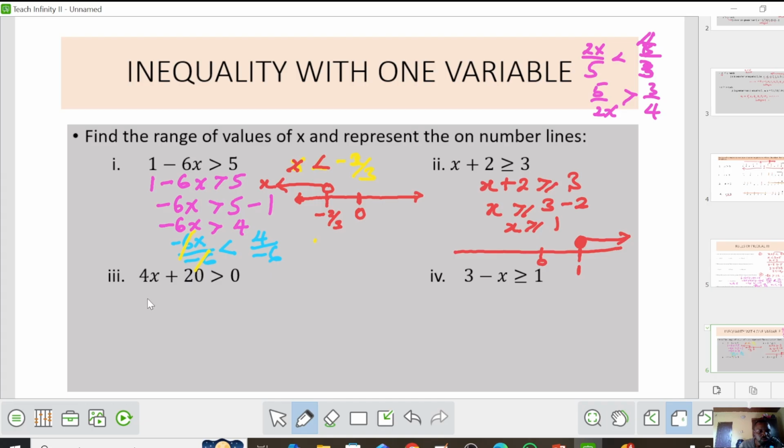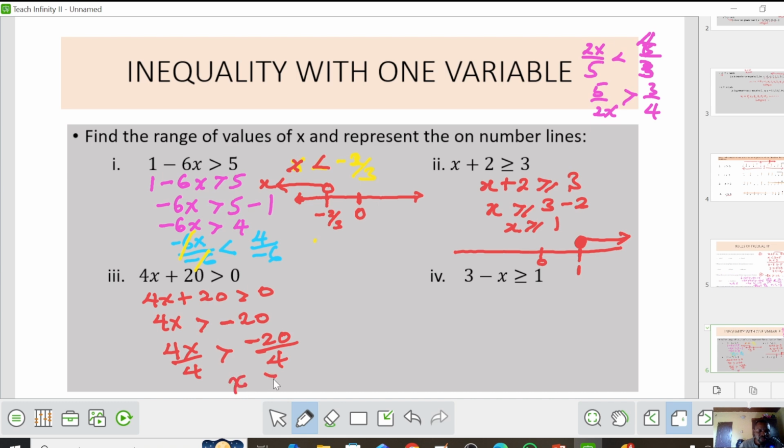For this one also, we have 4x plus 20 is greater than 0. So this is 4x. The plus 20, which has no x, we move to the other side. When you move to the other side, the sign of that 20 will change from plus to negative. That's minus 20. You are dividing both sides by a positive number. That means 4x divided by 4 is greater than minus 20 divided by 4.